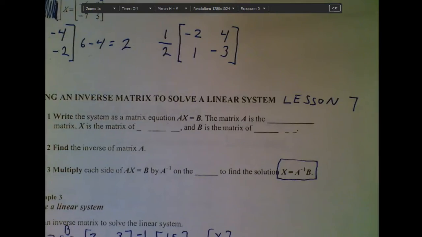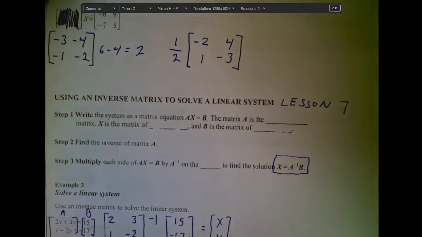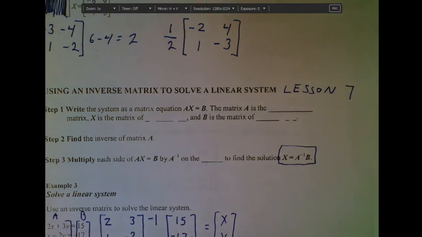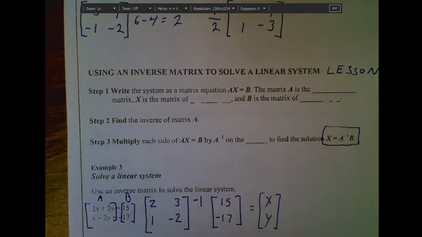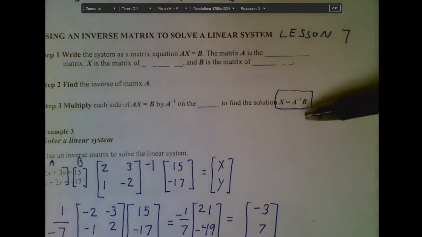Here we go, final lesson for matrices. So in this one, we're now looking at how do we use an inverse to solve a system of equations. So in the last lesson, lesson 6, we just found how to find the inverse, and now we're going to use it to solve a system of equations. So the key thing I want to point you to is this right here.